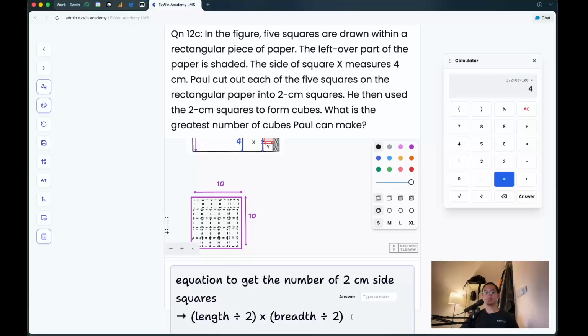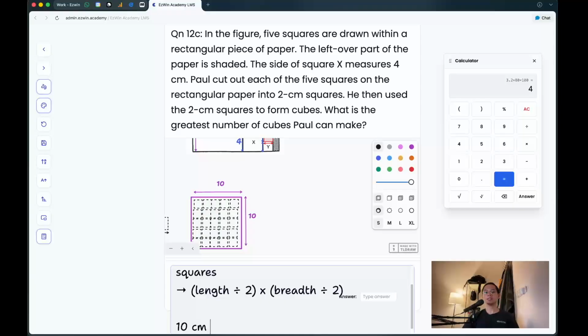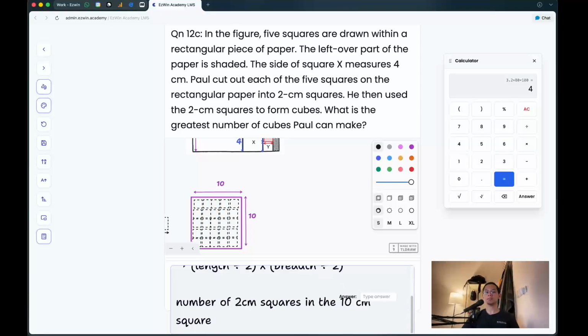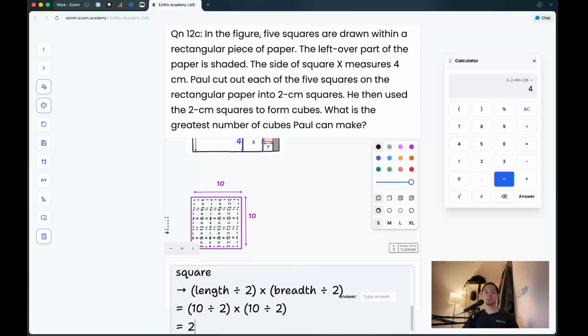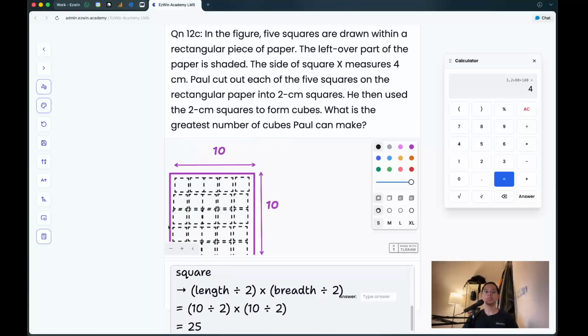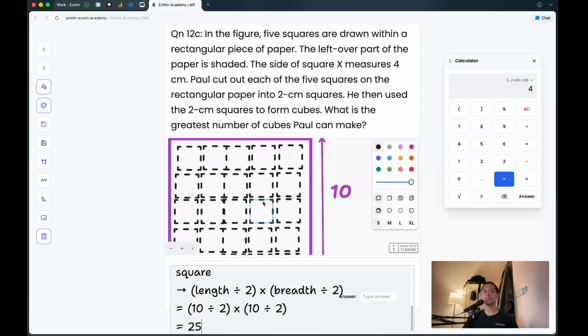With that said, for the 10 centimeter square, the number of 2 centimeter squares in the 10 centimeter square will then be equal to length divided by 2 times breadth divided by 2, which is 10 divided by 2 and 10 divided by 2. And this will give us 25. So if you were to count all the squares, it's 25.